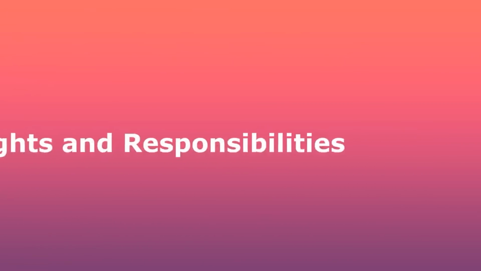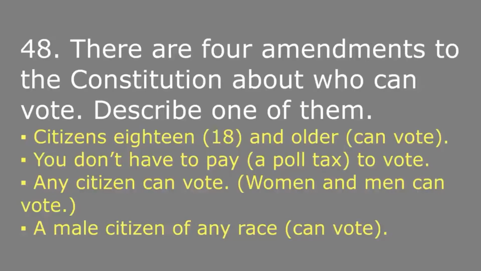Rights and responsibilities. There are 4 amendments to the Constitution about who can vote. Describe one of them. Citizens 18 and older can vote. You don't have to pay a poll tax to vote. Any citizen can vote. Women and men can vote. A male citizen of any race can vote.